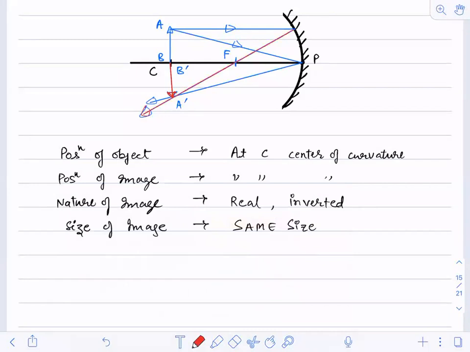Okay, don't forget to draw the arrows for the reflected as well as the incident ray. Don't forget to draw the arrows. So in red color I have drawn the reflected rays, blue color is the incident ray.